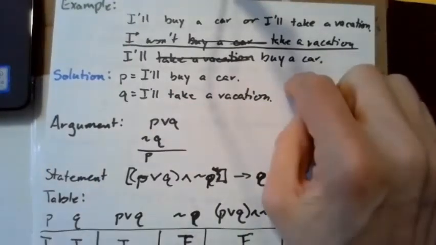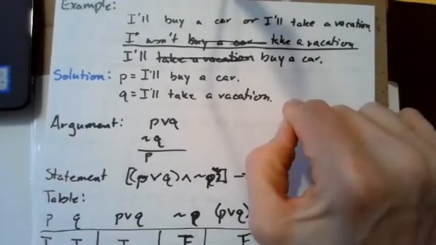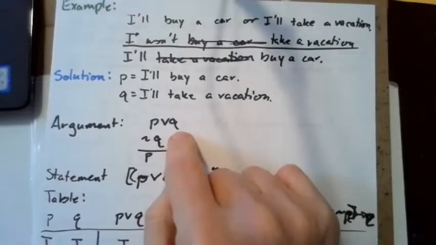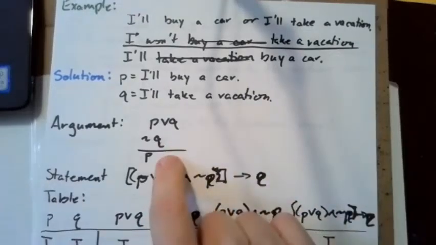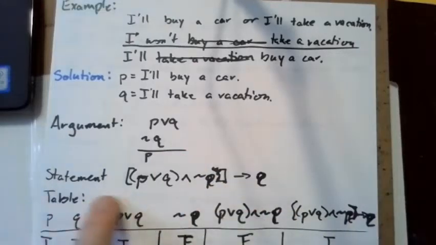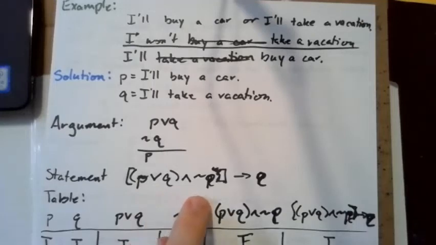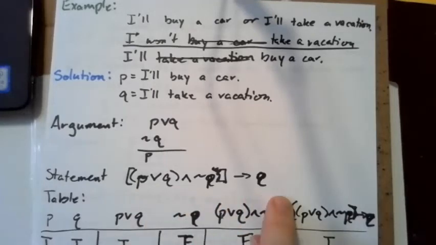Okay, so I'll buy a car or I'll take a vacation. That's P or Q. I won't take a vacation. That's not Q. And I'll buy a car. That's P. So our final statement is P or Q and not P implies Q.